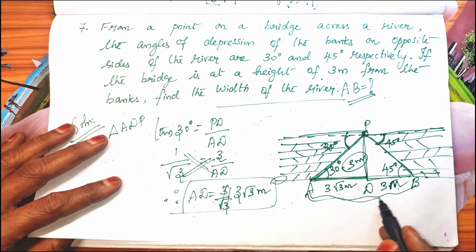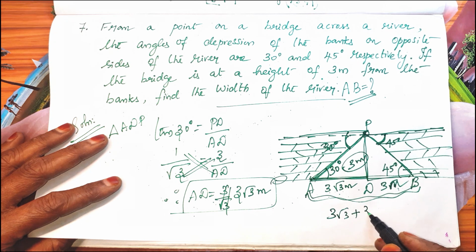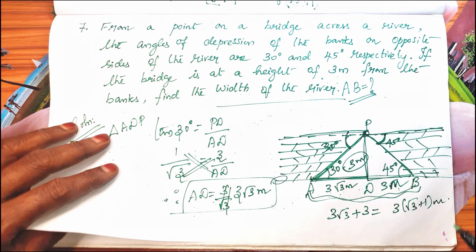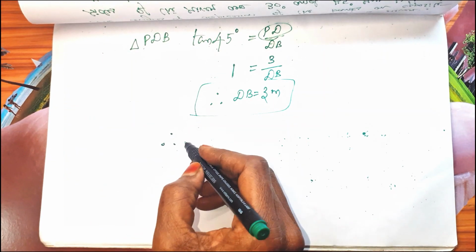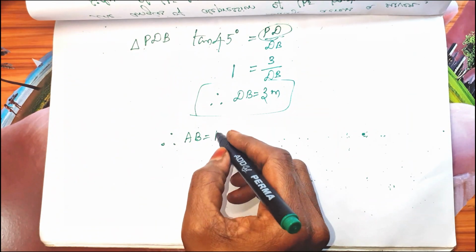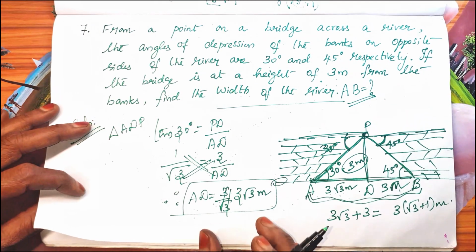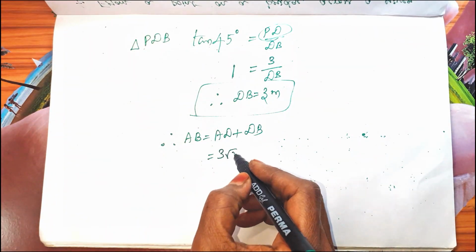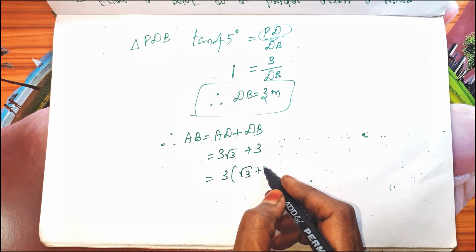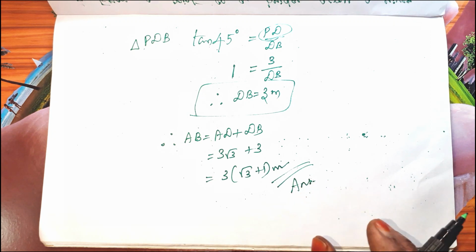So we are in need of the whole distance. Adding these two, 3 root 3 plus 3, 3 is common, so 3 into root 3 plus 1 meters. Therefore AB distance is equal to AD plus DB. We got AD as 3 root 3, plus 3, 3 is common, 3 into root 3 plus 1 meters. So this is the answer.